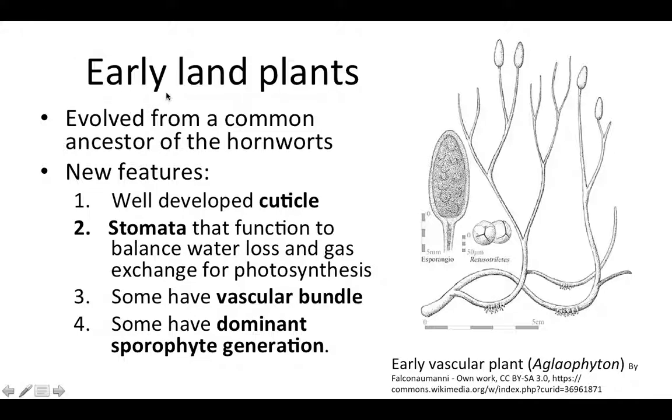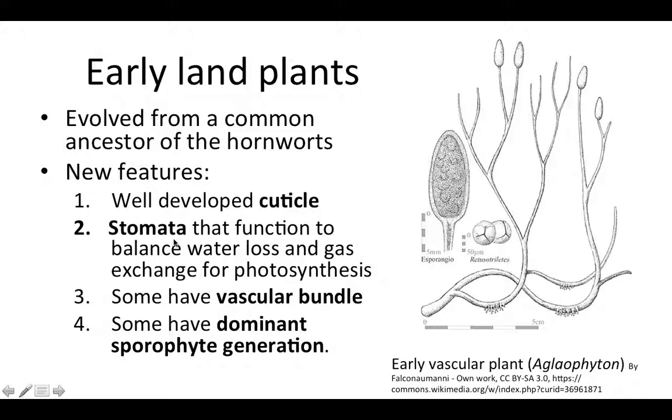So in these early land plants groups, first, remember that they evolved from a common ancestor of the hornworts. We see some new features. They have a well-developed cuticle. This means, remember, that they have a waxy coating that prevents them from water loss. This is going to help them survive in a dry terrestrial environment. The bryophytes had to live in moist areas, partly because they lack this.